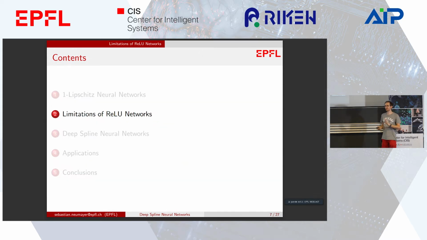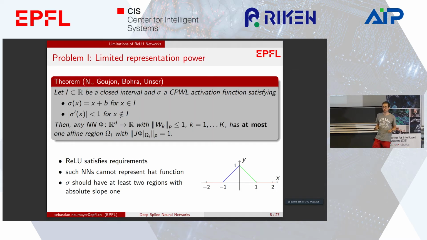The first thing is I want to show some limitations in this setting if we just use the ReLU activation function. Here we can show that there are real limitations in the expressive power. Assume that I is a closed interval and sigma is a CPWL activation function which has maximal slope on this interval, so it is x plus b. You could similarly write the statement with minus x plus b. It doesn't really matter. And outside of this interval, the slope is less than 1 everywhere. So you only have one connected region with maximal slope.